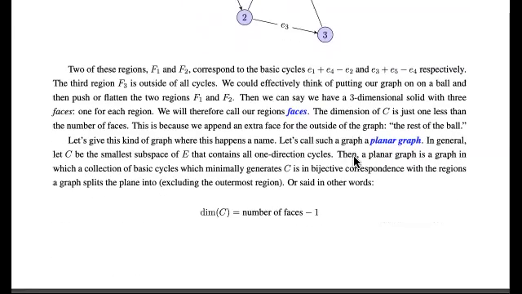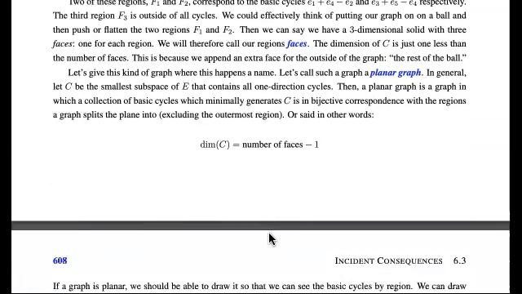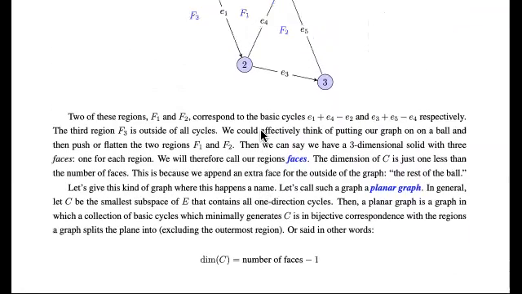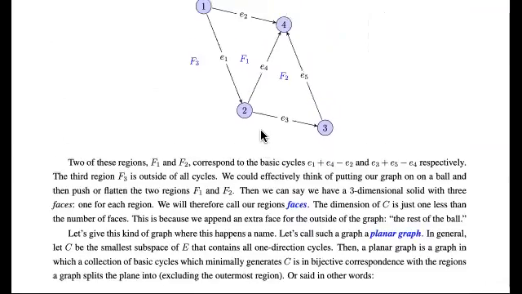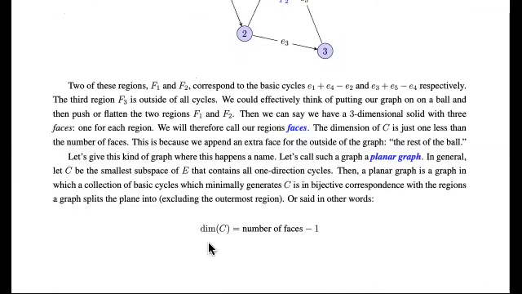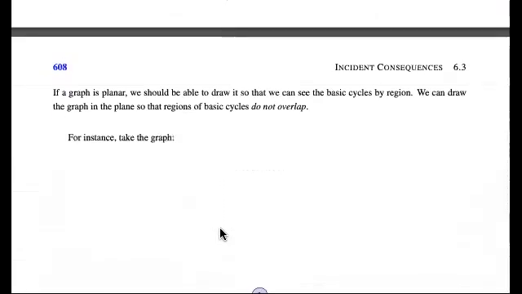A planar graph is a graph in which a collection of basic cycles which minimally generates C corresponds to the regions the graph splits the plane into. In this particular case, when that occurs, the number of faces minus 1 will be the dimension of C, if it can be a planar graph.